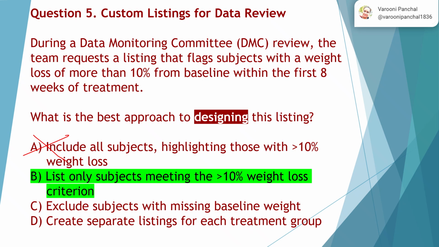No. Option C, exclude subjects with missing baseline data. Now, even if the baseline weight is missing, you cannot even exclude those subjects from the analysis. Option D, create separate listings for each treatment group. No, you can't even create a separate listing. It has to be in that specific listing, whatever that domain is. So the correct answer is list only those subjects meeting the greater than 10% weight loss criteria, because the DMC wants to see only those patients who have lost more than 10% weight from baseline. So they are interested only in this number of patients.